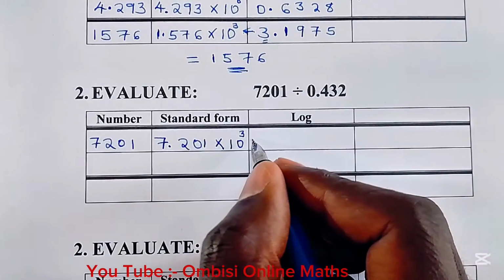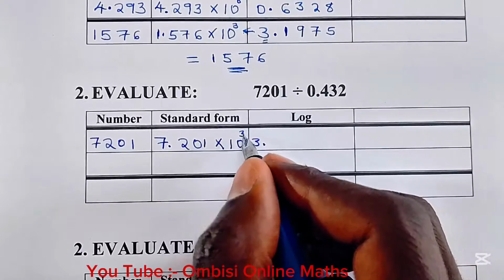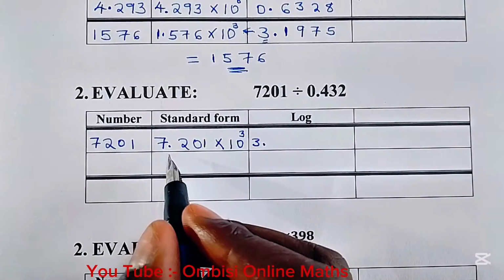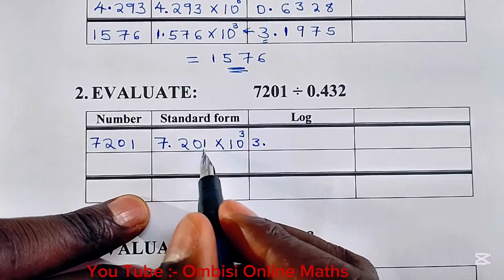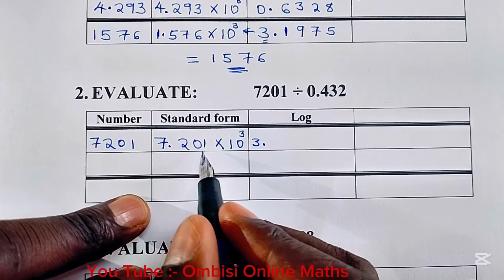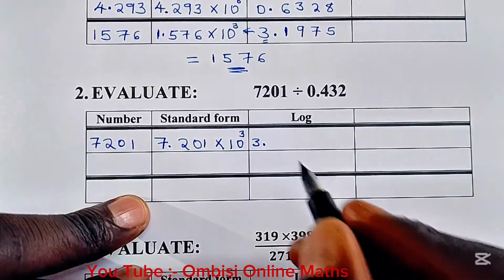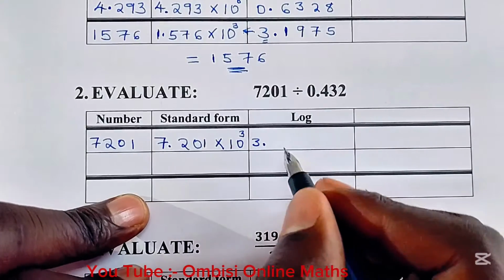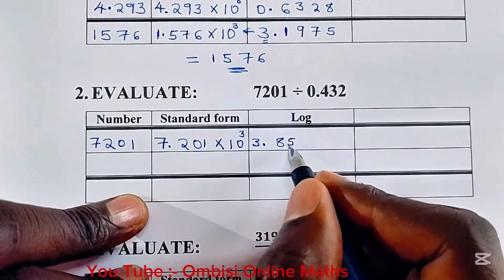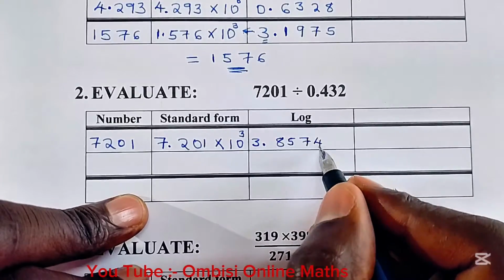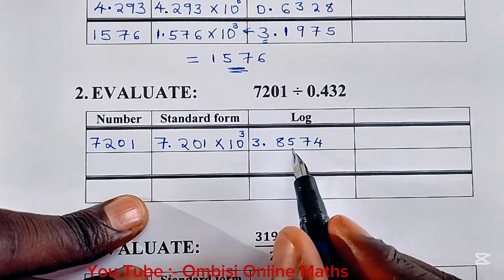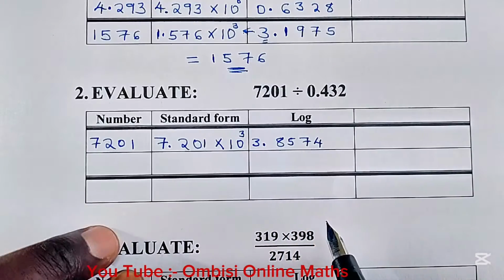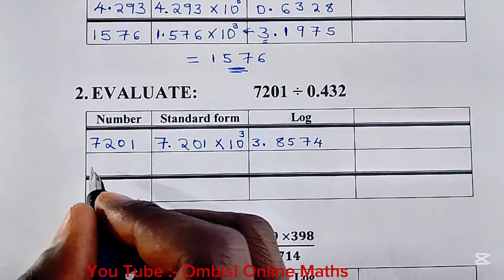So our log is 3 point, that is the power, 3 point. Then we read the logarithm of 7.2 in the column of 0, then add what is in the column of 1. If you do this, you get that the answer is 8574. So it means that the logarithm of this number is 3.8574.